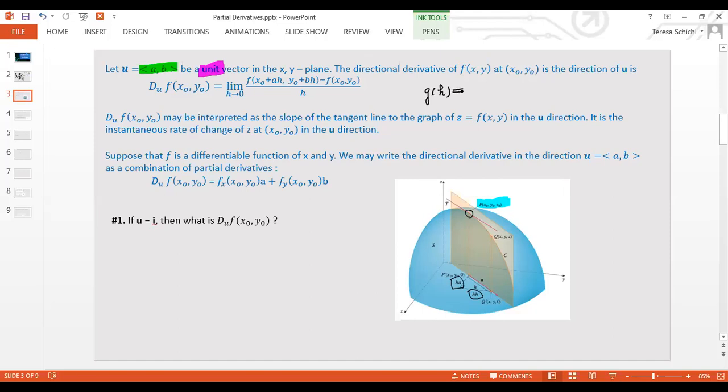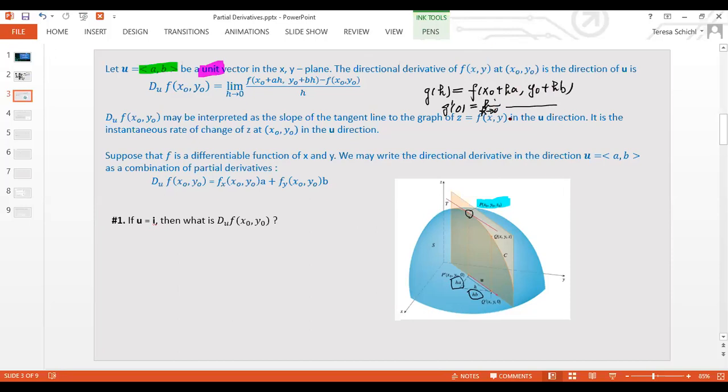So you define the new function g. g(h) will be f of x0 plus ha, y0 plus hb, right? So this will be a function of h here. Then we say g prime. So g prime of 0 will just be equal to the limit as h approaches 0.